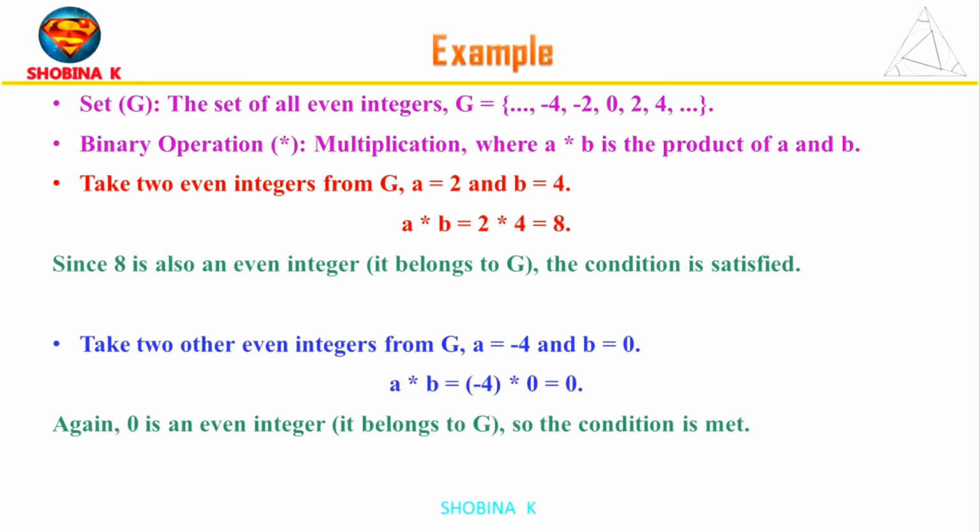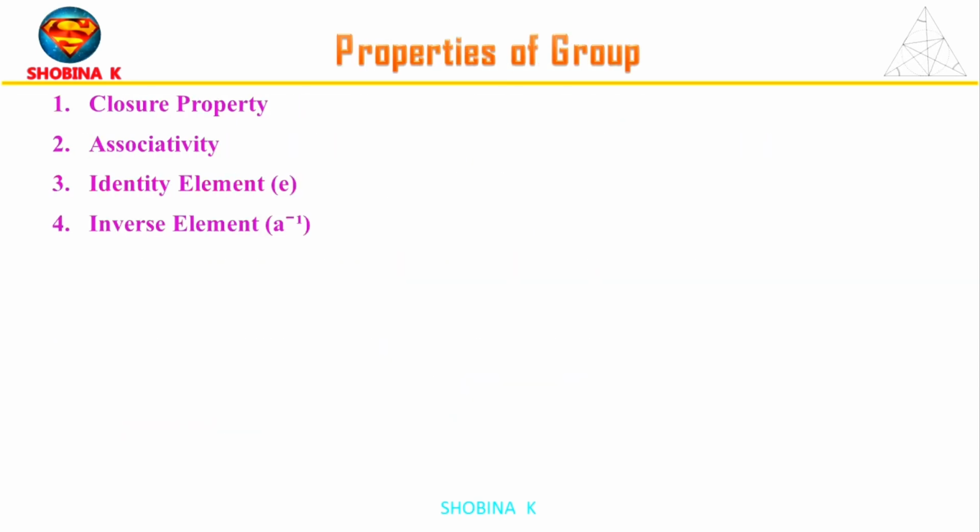Let's do this again. Take two even integers from G. For example, A equals minus 4 and B equals 0. On multiplying A and B, we get 0. Again, 0 is an even integer. It belongs to G. So the condition is met. Now let's move to the core topic, properties of group.